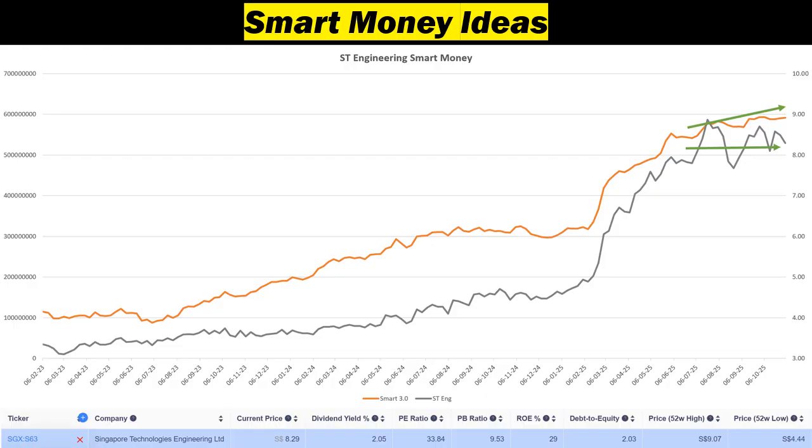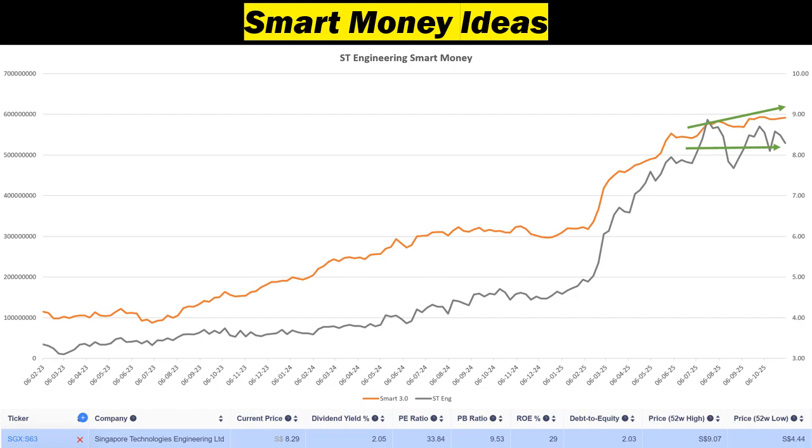So ST Engineering has been one of the top performing Singapore stocks for 2025, with the share price having exploded by 80% since the start of the year. But even as the share price has been consolidating sideways since June, July until now, we can see from the orange line that the smart money continues to accumulate. The slope of the ascent isn't as big as it was 6 or 9 months ago, but nevertheless, it is still very much in an uptrend.